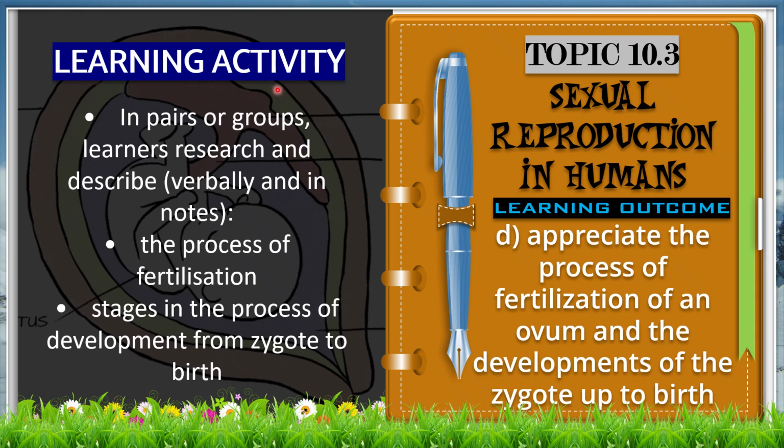Our learning activity in pairs or groups. Learners research and describe verbally and in notes the process of fertilization, stages in the process of development from zygote to birth.